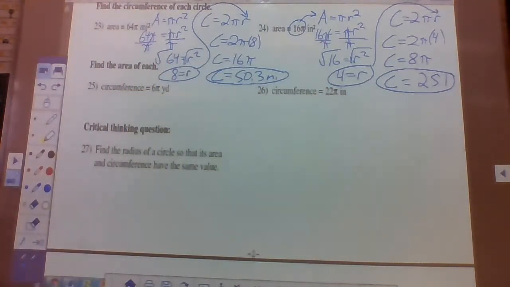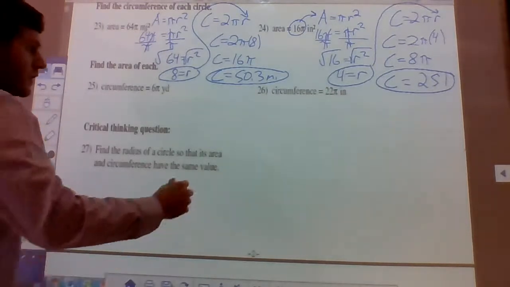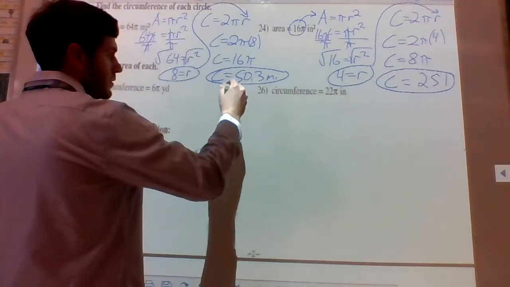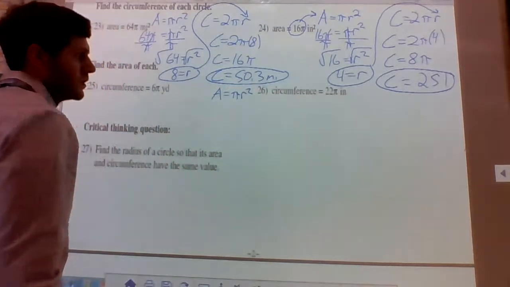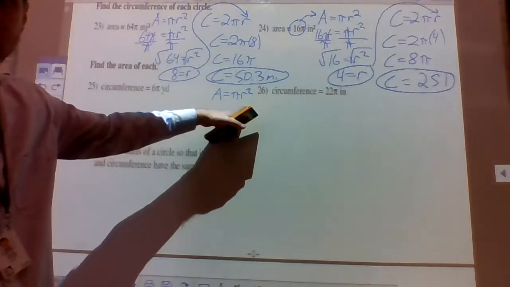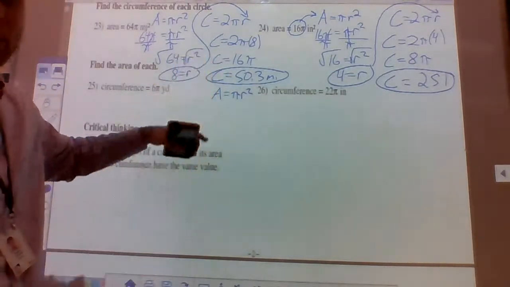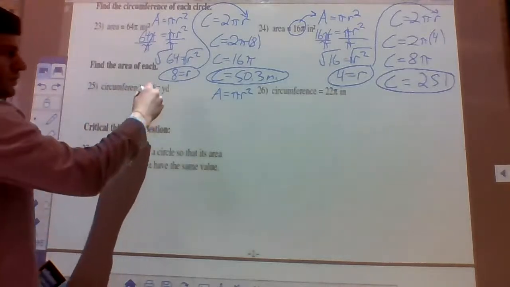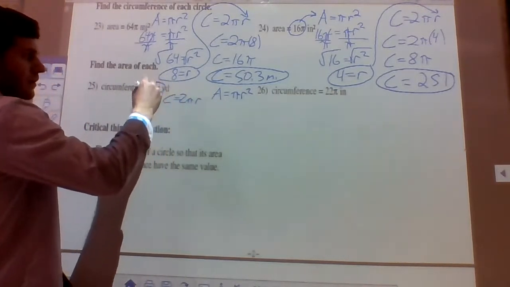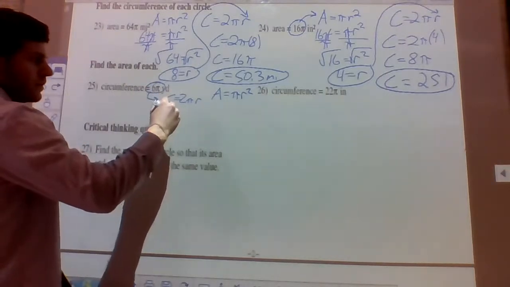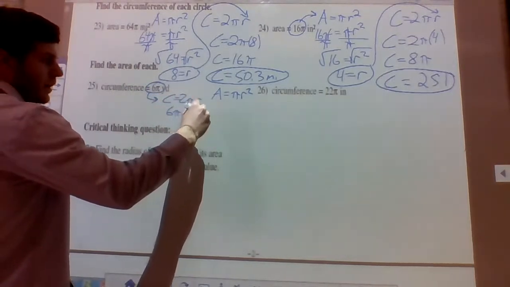Number 25, we want to find the area. So to find the area, our area equation is pi r squared. So to find the area, we need the radius. So we have to do what we did before to find the radius. This time we're going to use circumference. So circumference equals 2 pi r. We're going to plug in for our circumference 6 pi equals 2 pi r.